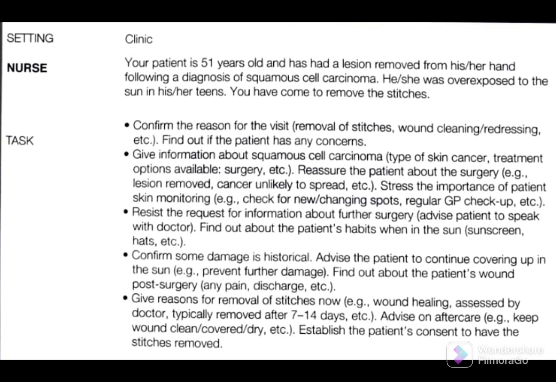So here, as I told you earlier, you can start with the self-introduction. You can say, good morning, my name is Rishmi Rajan, one of the registered nurses working in this clinic. May I know your complete name for identification purposes? Then, for example, the patient's name is Williams. Again, we can say that from my system I can confirm that you came here for removal of stitches, wound cleaning and redressing, isn't it? So that is the introduction of this role play.